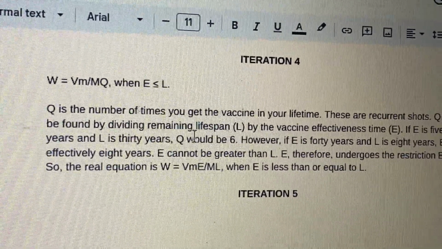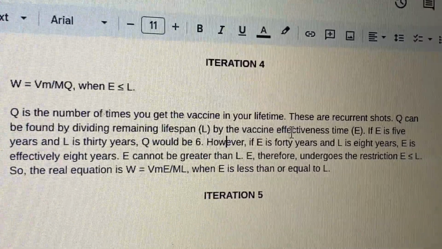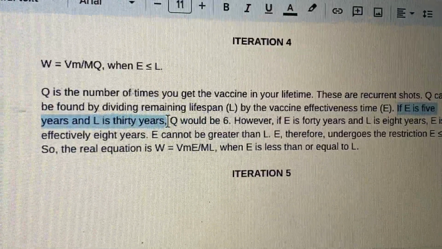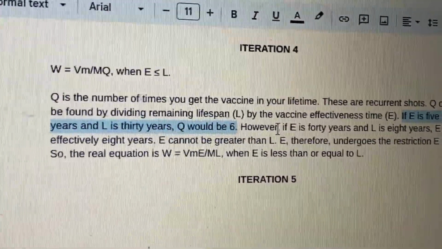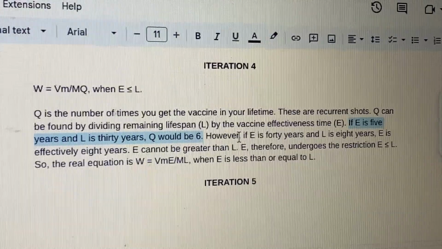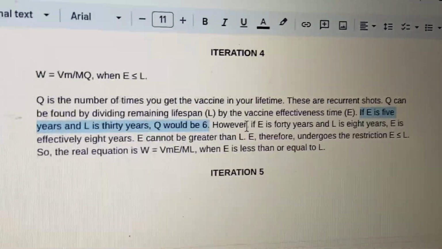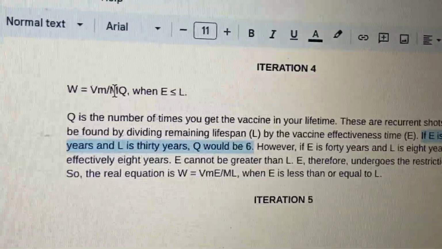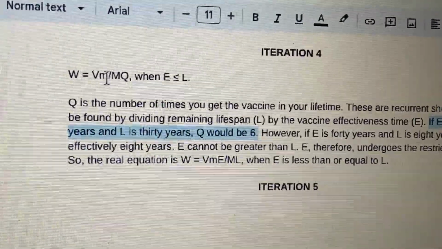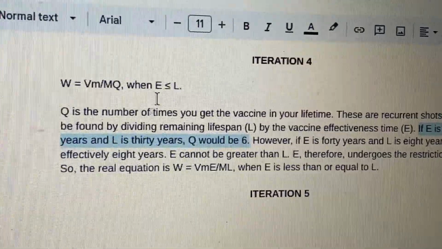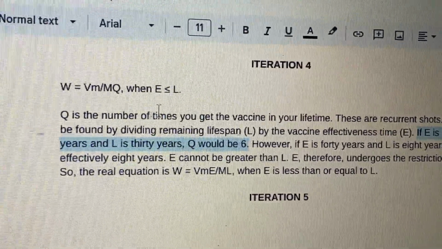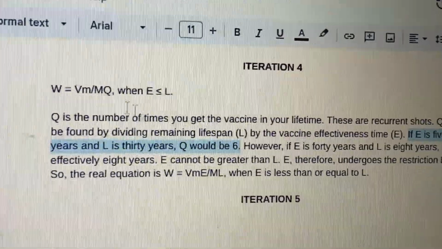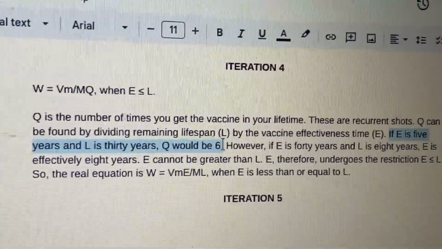So in this example, let me highlight. If E is 30 years, Q would be 6. So if you get the vaccine 6 times, that's 6 chances for the vaccine to harm you and kill you. So we divide by that. The worth is divided by the number of times you have to get it. If Q is 500, well, the worth is going to be very low because it doesn't last as long. You have to get it a lot of times during your remaining lifespan.